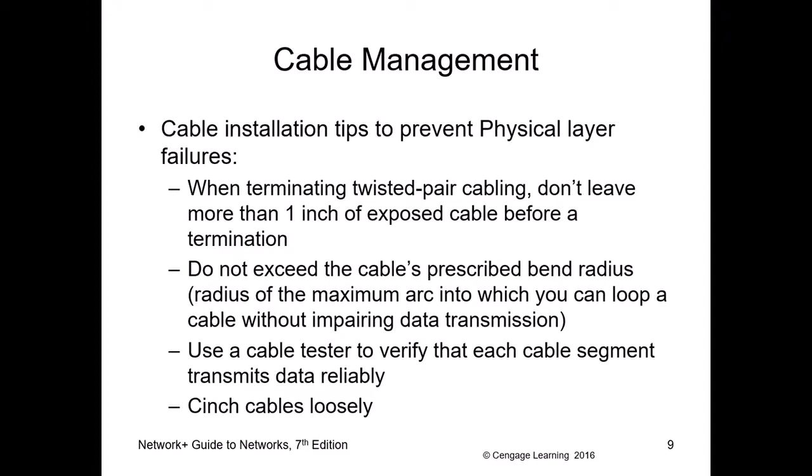Do not exceed the cable's prescribed bend radius. In other words, make sure you don't exceed the cable distance. Make sure the total distance till you reach your final destination is less than 100 meters, especially for unshielded twisted pair cables. Use a cable tester to verify that the cable has continuity, at least continuity. It sends a signal and loops it back and tells you if there's a connection or not. All right, and cinch the cables loosely. Make sure they're not too tight.